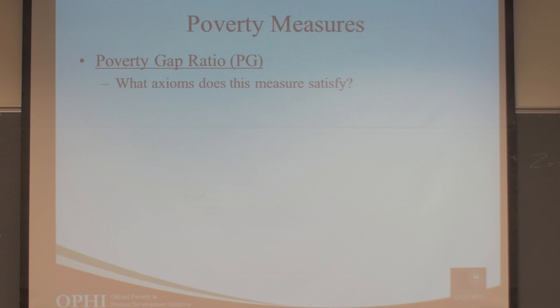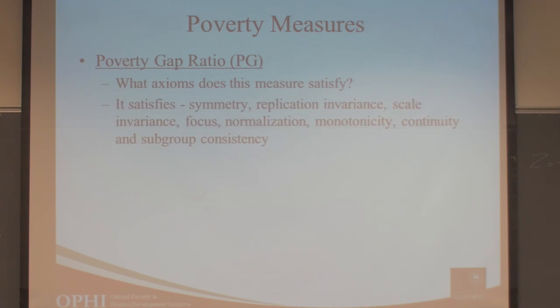Poverty gap ratio, what axioms does this measure satisfy? It satisfies symmetry, replication invariance, scale invariance, focus, normalization, monotonicity, continuity. So these two were not satisfied by headcount ratio, they are actually satisfied by poverty gap ratio. Problem, it doesn't satisfy transfer. It's not sensitive to inequality. If you want inequality among the distribution of the poor to be one element in that poverty measure, some might say I'm not interested. If you're interested, then this measure is not going to give you the desired result.